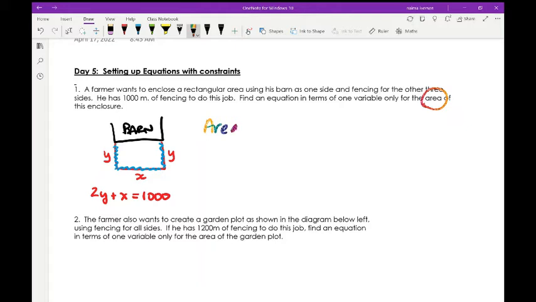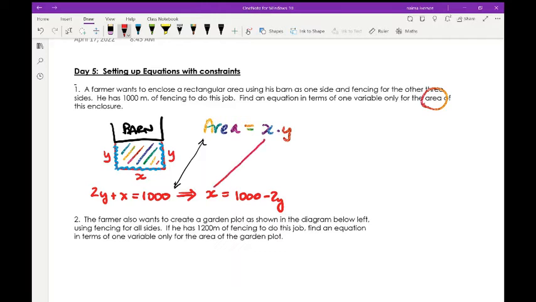And if we're looking for the area of that shape right there, it is x times y. So now you have to link these two equations. You have to find an equation for area in terms of just x or just y. So we want to solve this equation in red for the easiest variable, and I think it's probably easiest to solve for x here. So I'm going to go 1,000 minus 2y, and wherever I see an x, I'm going to plug it into that equation, just like we did when we did a substitution type thing.